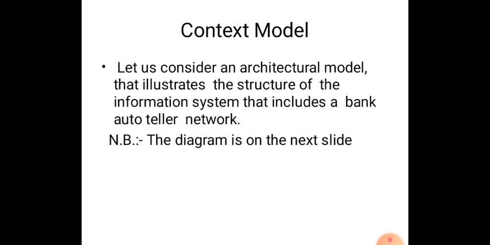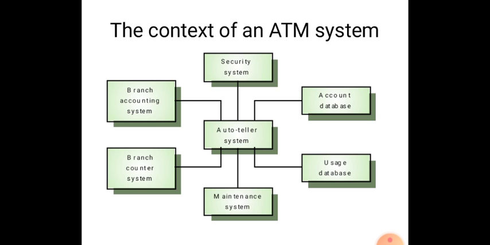Let us consider an architectural model that illustrates the structure of the information that includes a bank auto teller network. So students, we shall consider one simple example of an architectural model, that is our ATM system, that is the bank ATM system. The diagram is available on the next slide. You can see here the context of the ATM system.